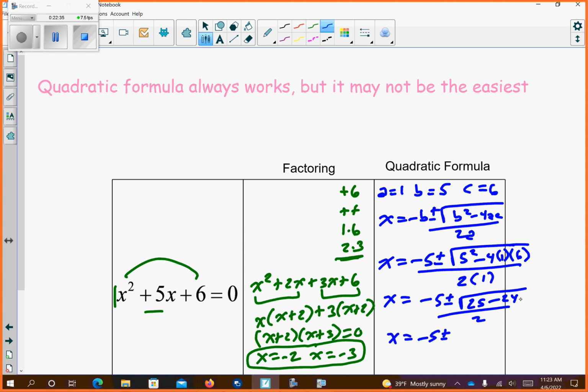What's 25 minus 24? 1. What's the square root of 1? Okay. Now how am I going to get my answers? Ready? Negative 5 plus 1, negative 4. Agree? Negative 5 plus 1, negative 4. Negative 4 divided by 2. There's one answer. Negative 5 minus 1, negative 6. Negative 5 minus 1 is negative 6. Negative 6 divided by 2, negative 3.